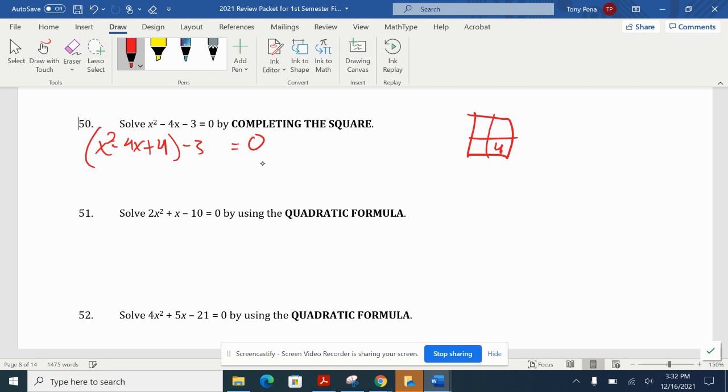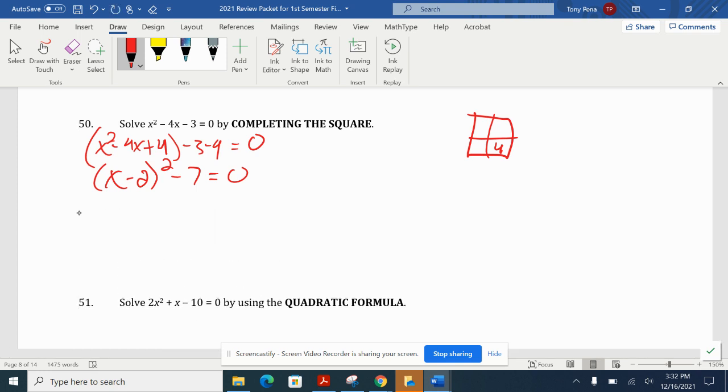This would have been a 4. So I'm going to add that 4 out of nowhere. I need to subtract the 4 on the back end. This then becomes x minus 2 squared minus a 7 equaling our 0. From there, we now want to isolate that squared term. So I'm going to add that 7 over. Add 7 to both sides.